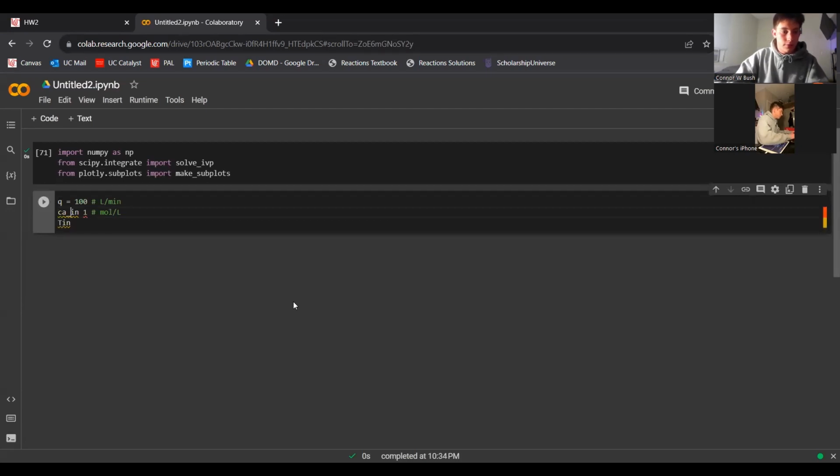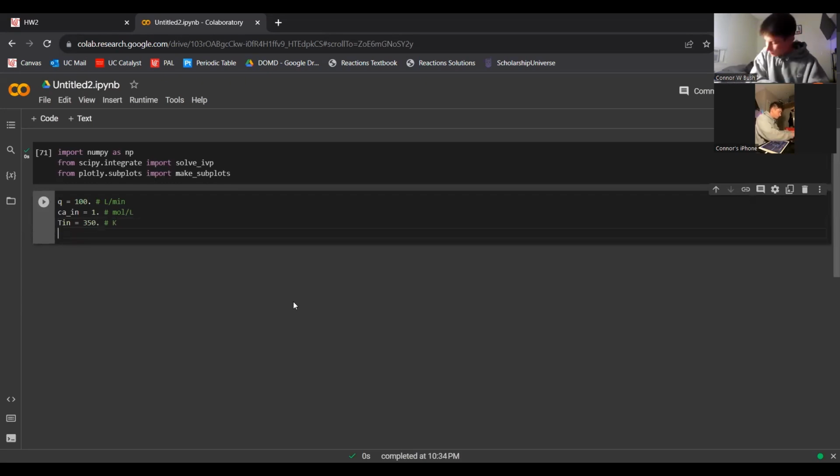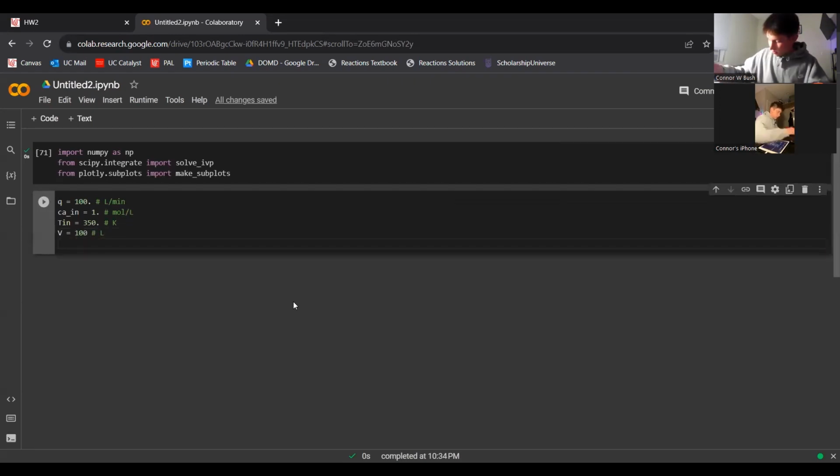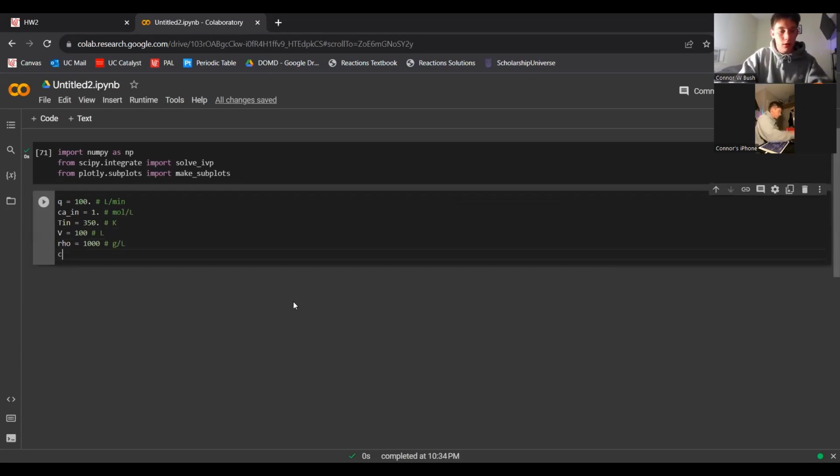Our temperature going in is given to be 350 Kelvin. Our volume is constant at 100 liters. Our density of A is given to be 1,000 grams per liter. Our heat capacity is constant, and that's given at 0.239, in units of joules per gram Kelvin. And add a decimal point to make these floats.